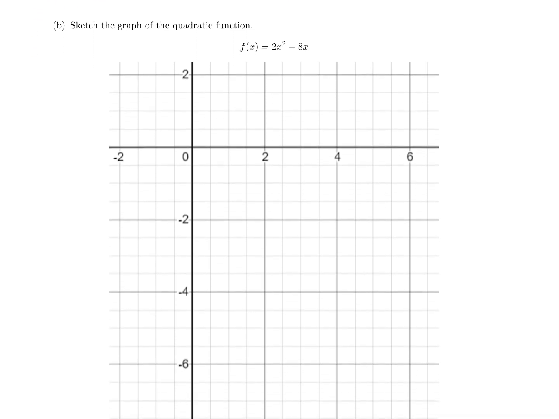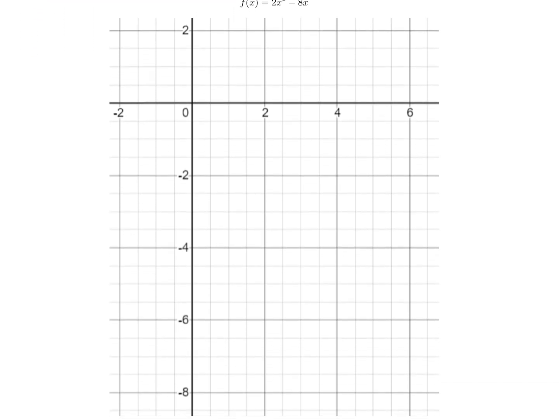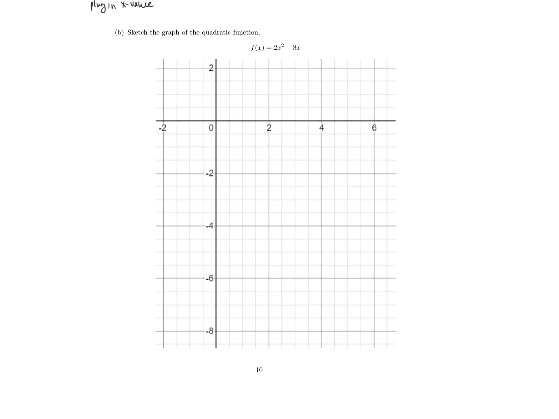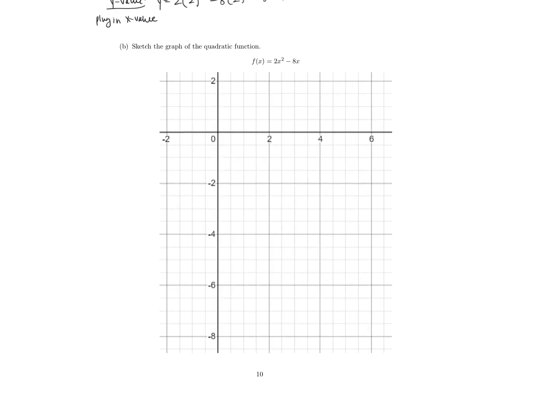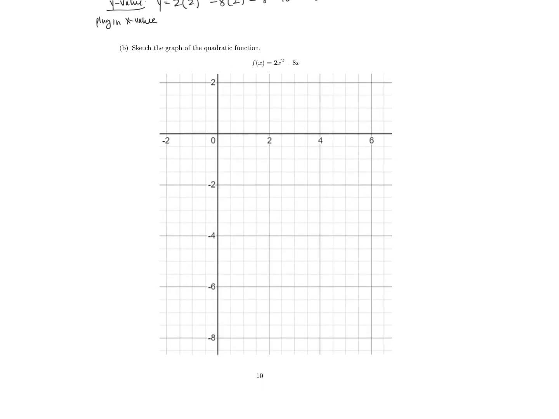All right, part B is to sketch the graph. Let me make this a little bit smaller here. Okay, so we want to sketch the graph. It's the same function as above in part A. So I'm going to remind ourselves of the vertex. You always want to have the vertex when you're graphing a parabola. So (2, -8) is the vertex.